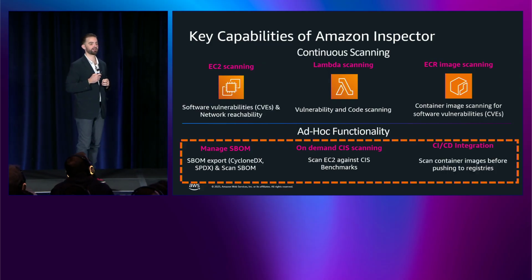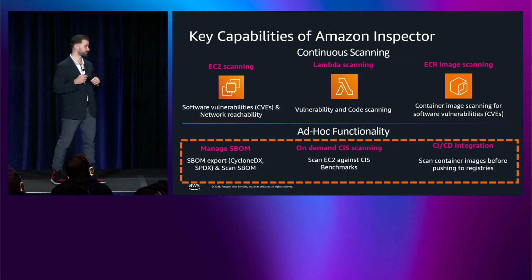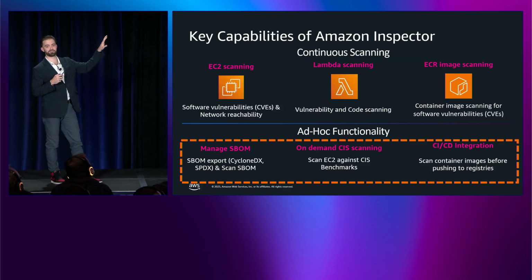The last things I want to cover are essentially some of the ad hoc functionality related to additional utility capabilities that we provide you as a customer for Inspector. So just take a step back. I walked through some of those continuous scanning capabilities. As a customer, you can change some of those settings to control how you're actually using Inspector to meet those use cases. But we also provide some other capabilities that you can use as part of your effective vulnerability management strategy.